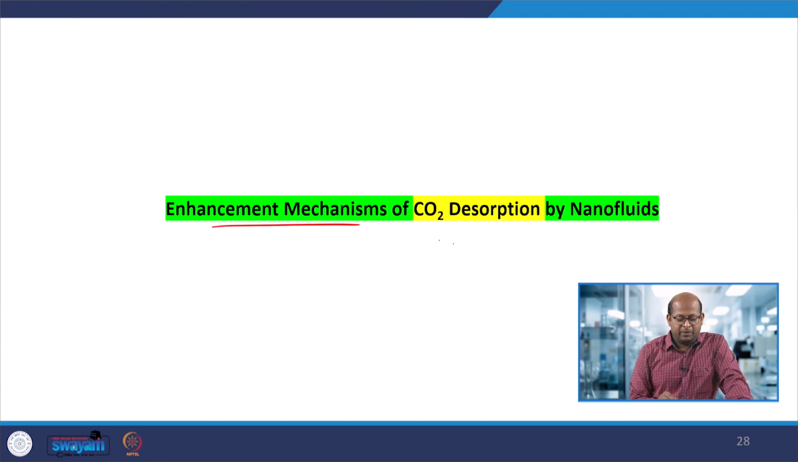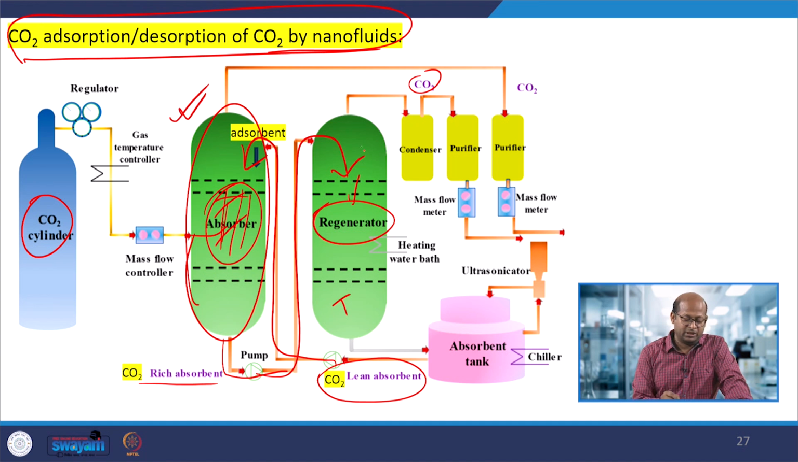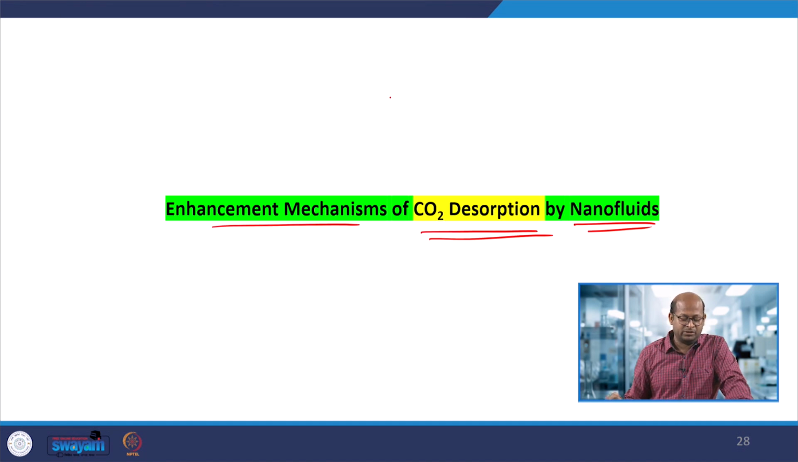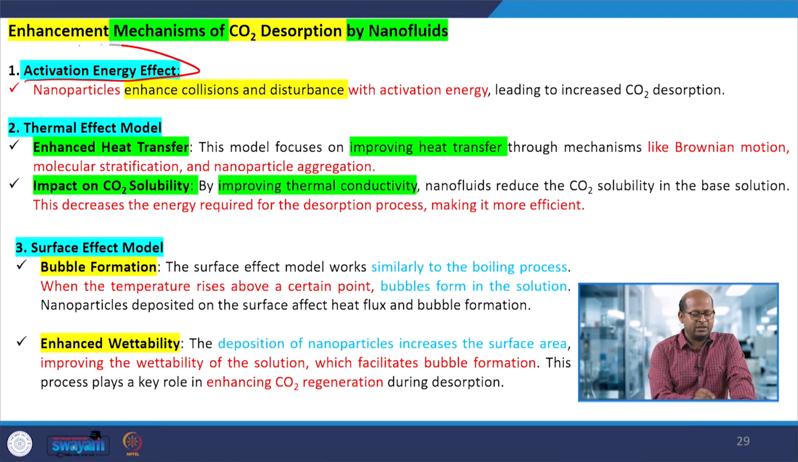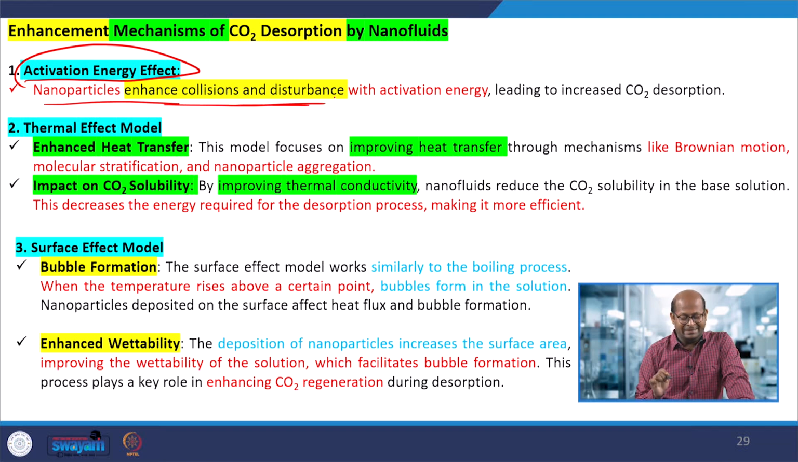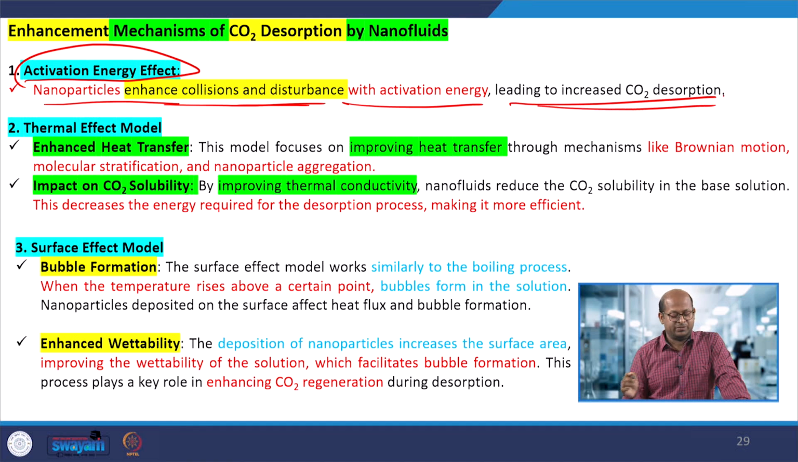So, the enhancement mechanism for CO2 desorption. Once CO2 absorption happens here, CO2 desorption happens there. CO2 desorption also depends on the activation energy, meaning nanoparticles enhance the collisions and disturbance with activation energy, leading to increased CO2 desorption. So, if you create some turbulence during desorption, that would help CO2 desorption.